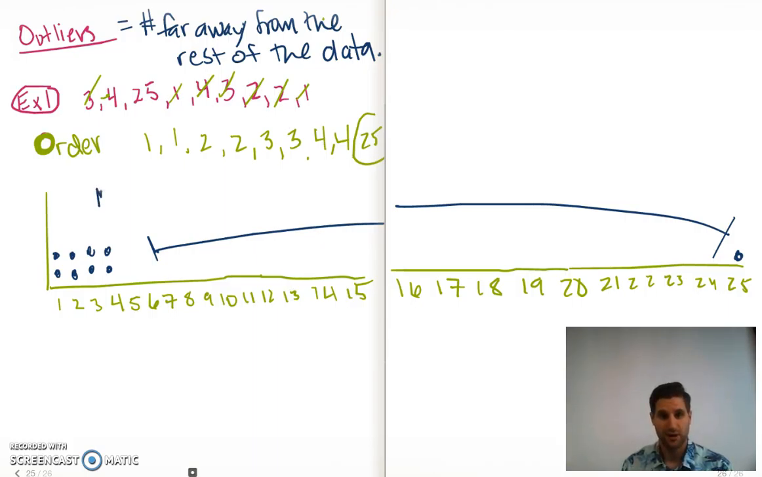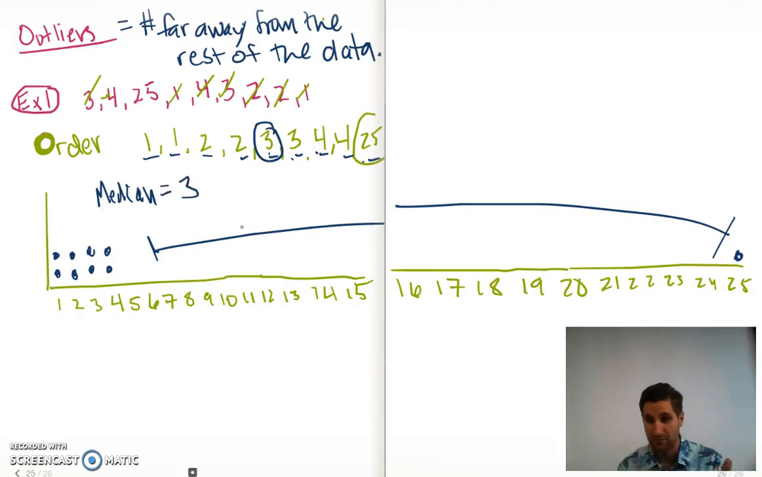Alright, let's take a look at our median first. Median's in the middle. Count in 1, 2, 3, 4, 5, 6, 7, 8, 9 things. So number 5 is going to be in the middle of 9. 1, 2, 3, 4, 5. Median is 3. Okay, if they're equally spaced, my mean would also be 3.